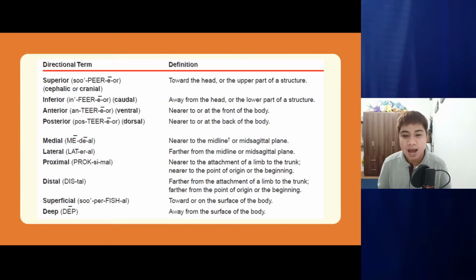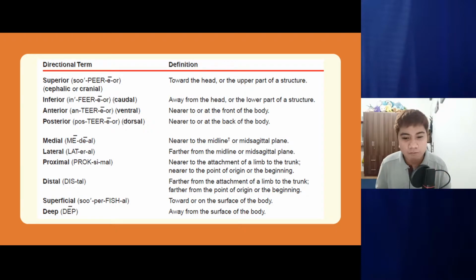Next, anterior or ventral. Nearer to or at the front of the body, meaning ara siya sa aton nga tubang. For example, ang aton nga sternum or aton nga breastbone. The breastbone is anterior to the heart, meaning ang aton nga breastbone ara sa tubang sang aton nga heart. Anterior, or the front view.